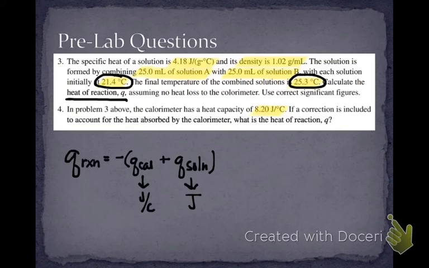Again, you want to make sure that your final Q is negative because the reaction is exothermic, giving off heat. So the Q of reaction you always want to make sure is negative there since it's endothermic.